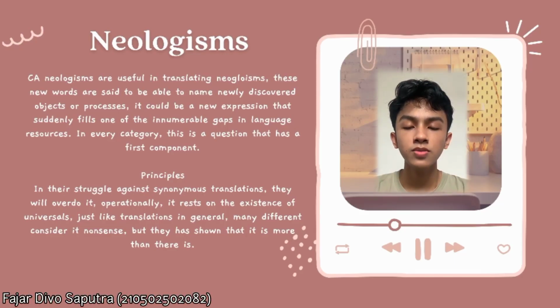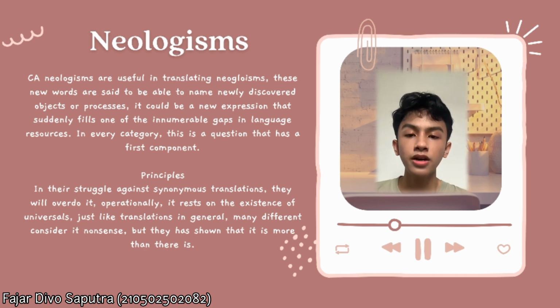Alright, the next material I am going to explain is neologisms. CA is useful in translating neologisms. Those new words are said to be able to name newly discovered objects or processes. It could be a new expression that suddenly fills one of the innumerable gaps in language. Okay, the next material is principle.